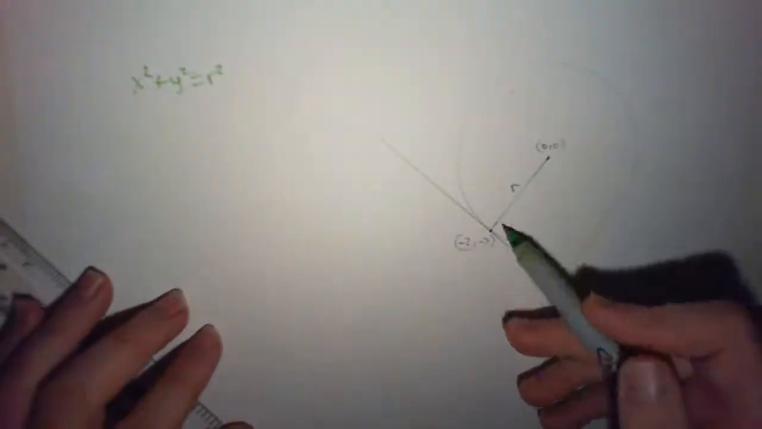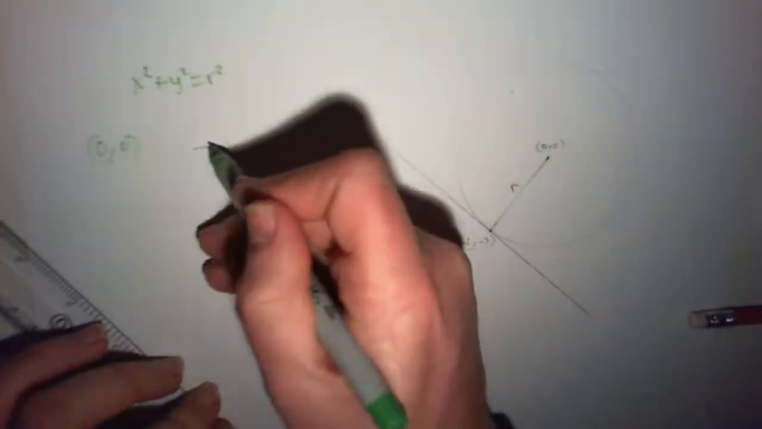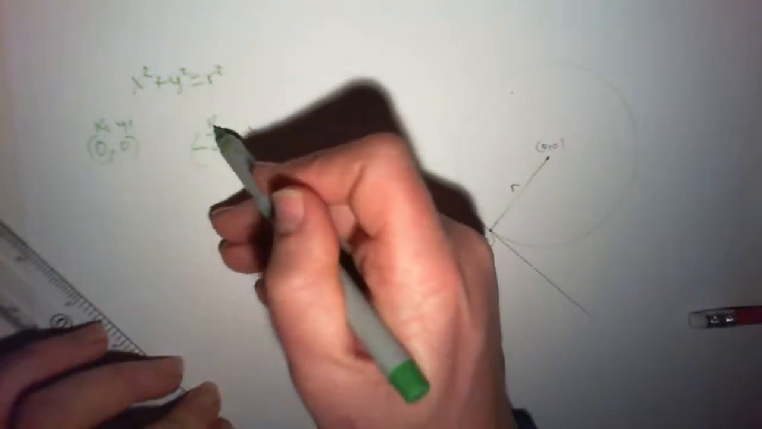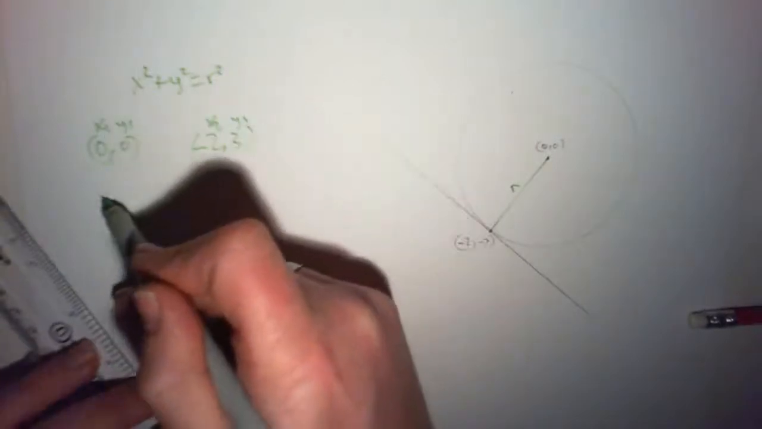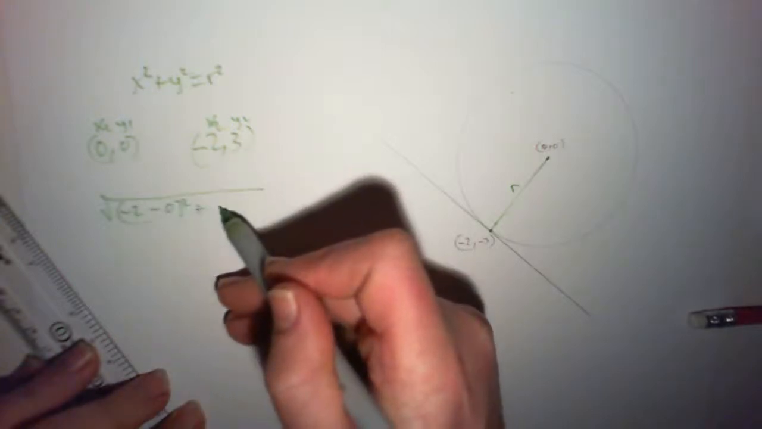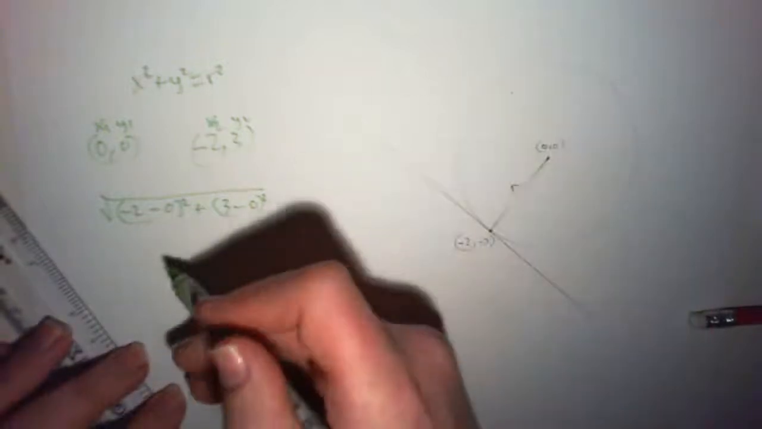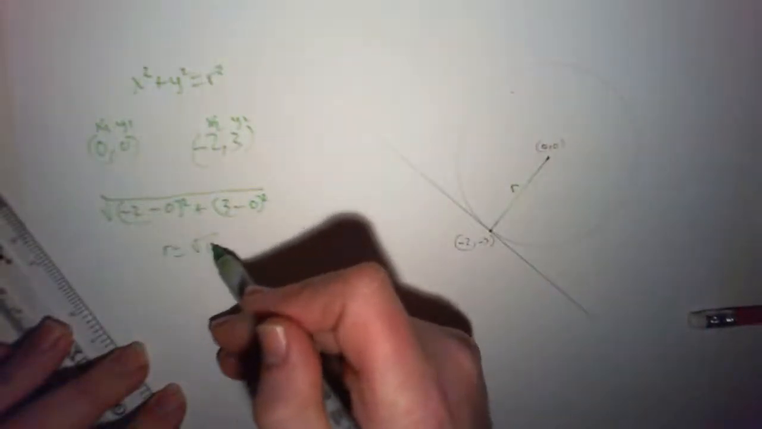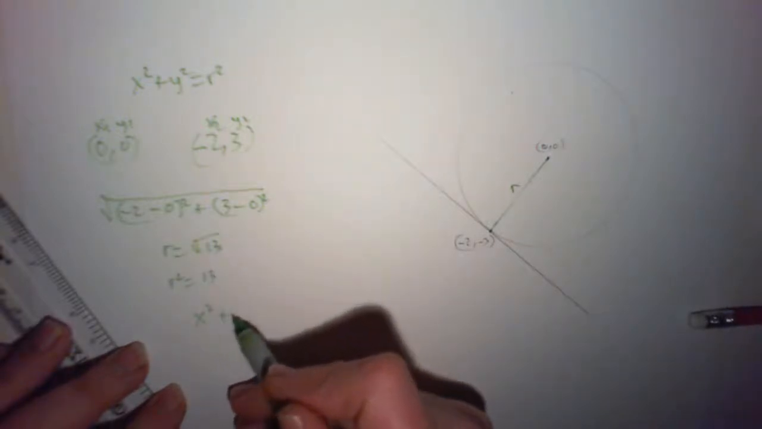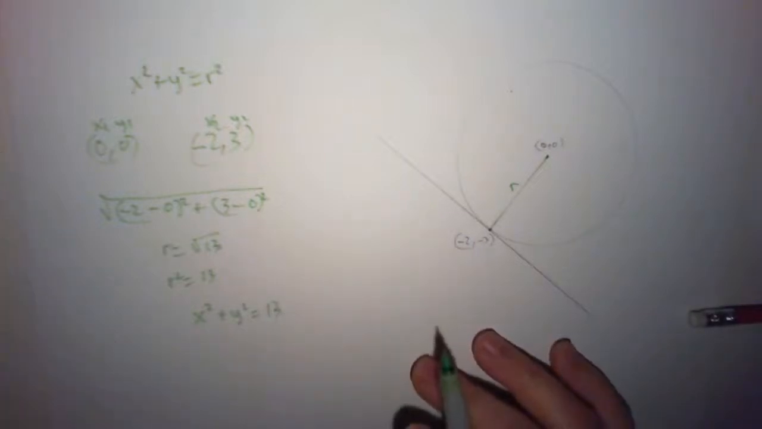So we can use our straightforward method here because we have 0 and 0, and we have -2 and -3. We can just use our distance formula: square root of x2 minus x1 squared plus y2 minus y1 squared. It's the same thing again, square root of 13. So r is equal to the square root of 13, which means r squared is 13. So x squared plus y squared is equal to 13 is the equation that you're looking for.